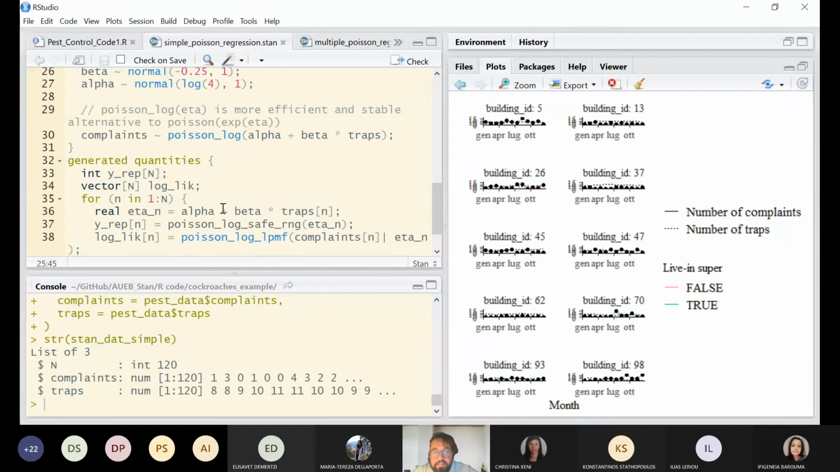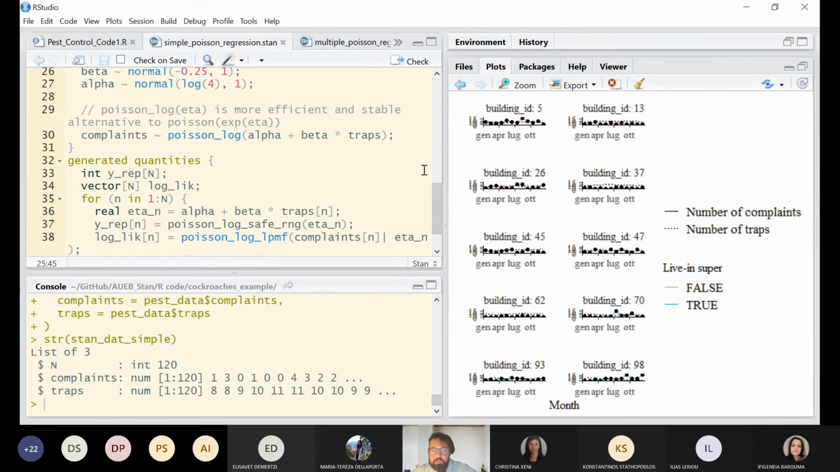Eta n is exactly the same linear predictor used to fit the model. So basically here I'm just reproducing something. This is a very simple Poisson model, in which I'm using some weakly informative priors. I'm using the Poisson log for the likelihood, for the log likelihood of the model. Remember that Stan works in terms of log posteriors.